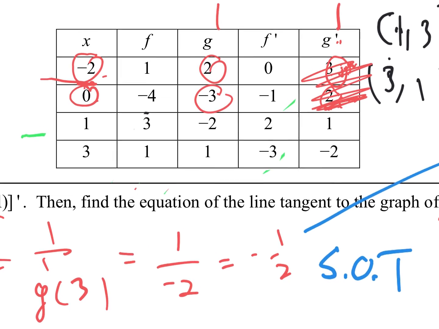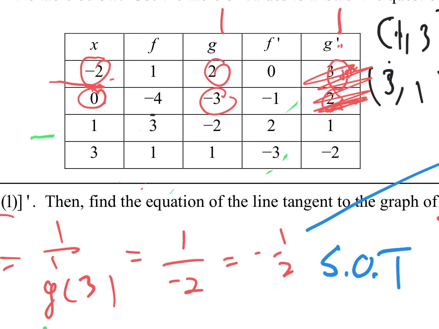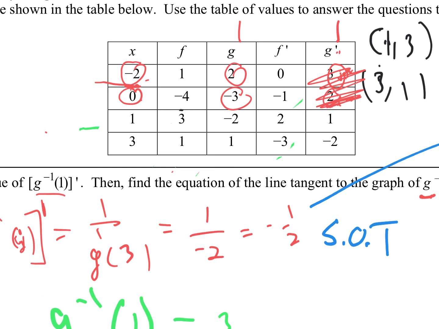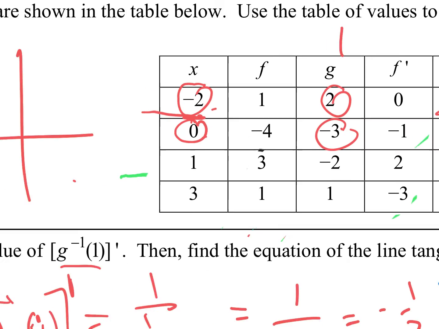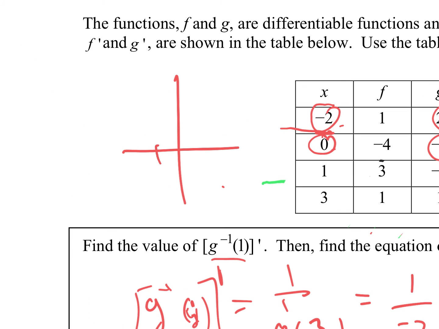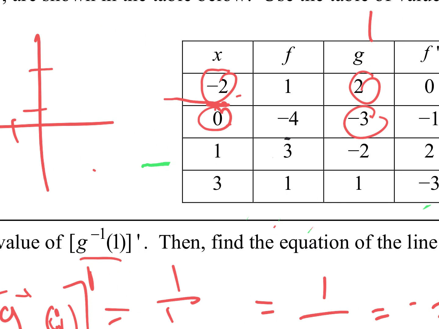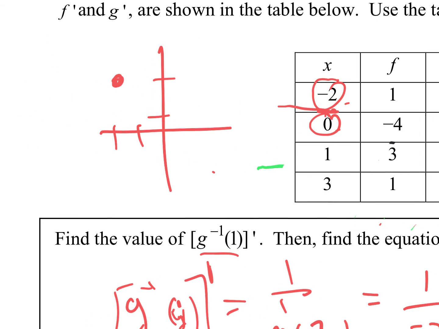So then do you have to do the inverse after you calculate? I'm not even doing the inverse. Again, this problem doesn't require the inverse. We're just looking at 2 points that make a secant line, and the 2 points are (-2, 2) and (0, -3).